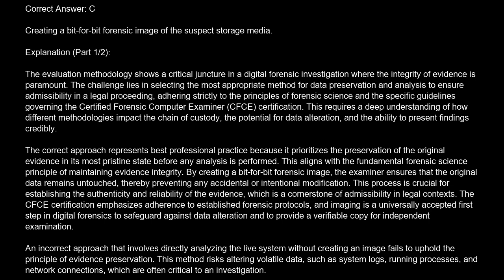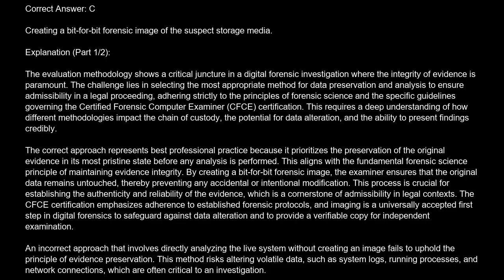This aligns with the fundamental forensic science principle of maintaining evidence integrity. By creating a bit-for-bit forensic image, the examiner ensures that the original data remains untouched, thereby preventing any accidental or intentional modification.